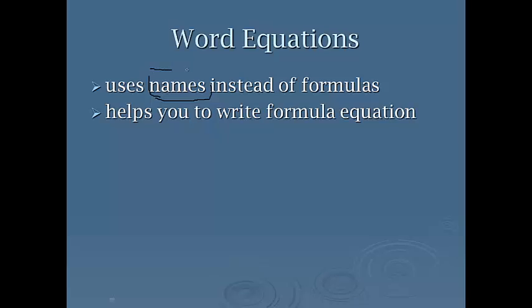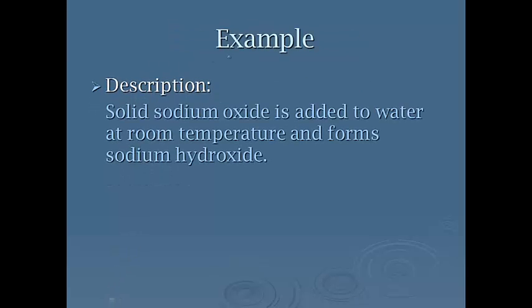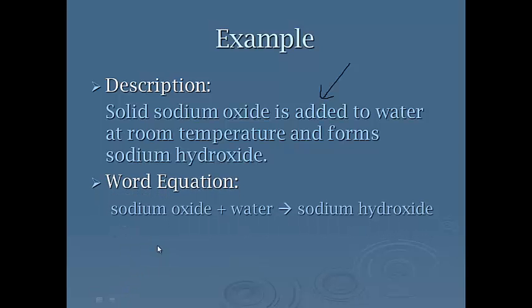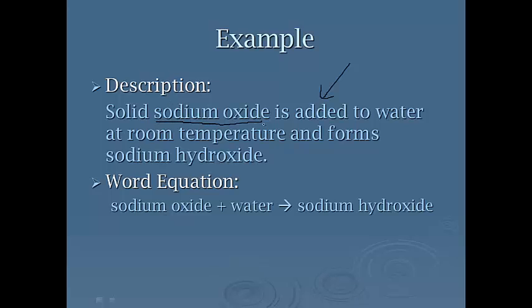It's kind of the organizational process to make this a little bit easier to understand, and it just helps you write out the formula. So for example, if this is my description of my reaction, I have solid sodium oxide is added to water at room temperature and forms sodium hydroxide. Okay, that's the description. The word equation would simply be trying to figure out, okay, what are my reactants? So I took sodium oxide and added it to water. Okay, so those are both my reactants. They go over here on the left-hand side.